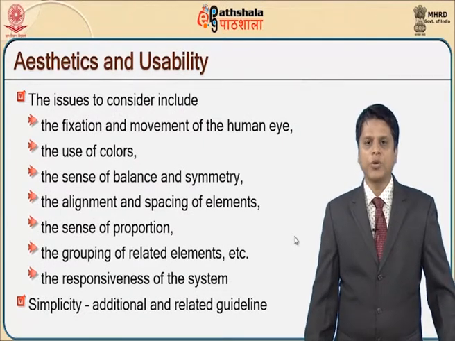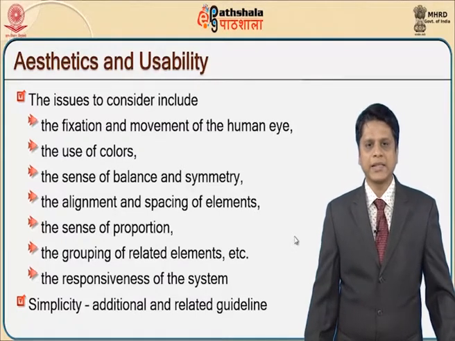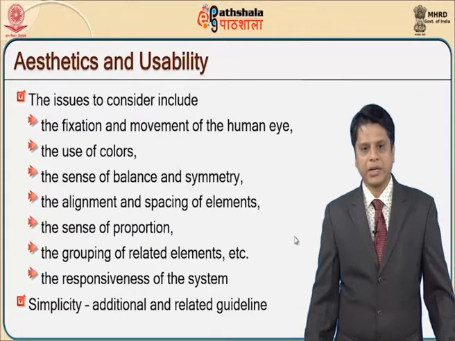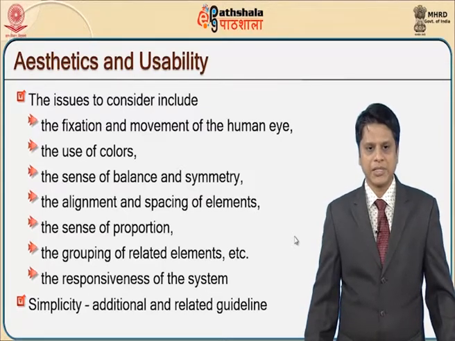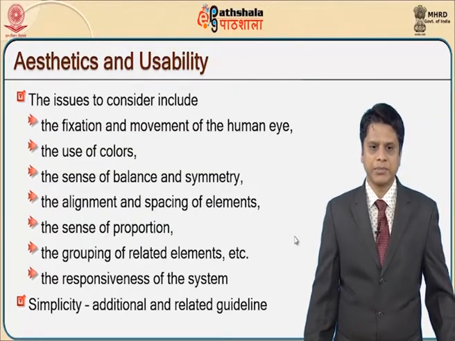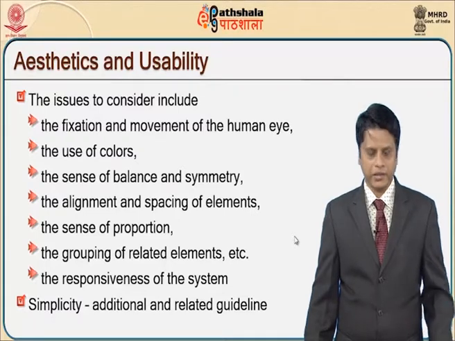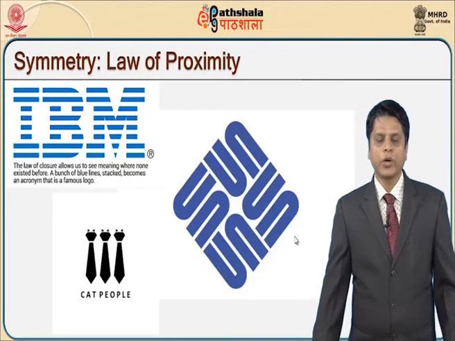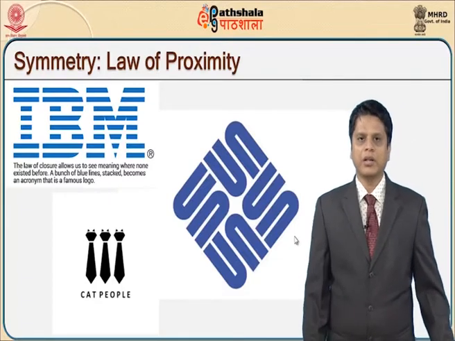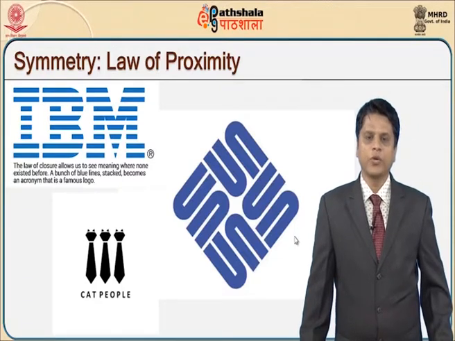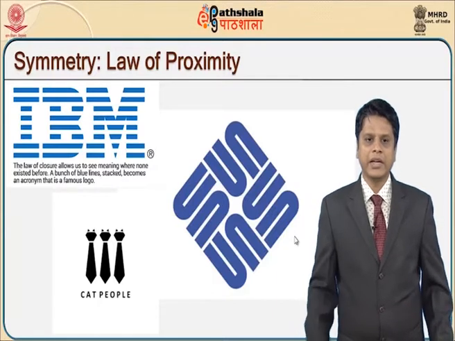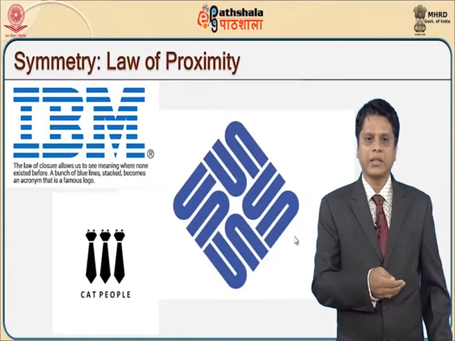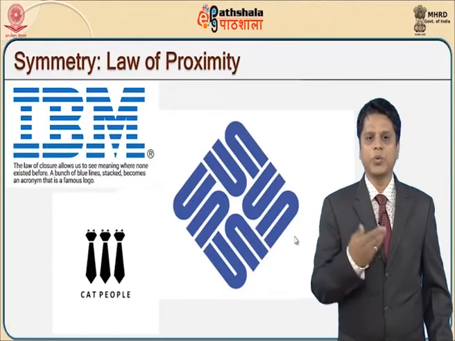The issues that we are about to consider when we are about to do the aesthetics include the fixation and movement of the human eye, the use of colors that we provide on the forms, the sense of balance and symmetry, the alignment and spacing of elements, sense of proportion, grouping of related elements, the responsiveness of the system, simplicity, and additional related guidelines. So if you look at these three common logos that you have seen, the first logo has horizontal lines given with appropriate spaces that make it a very good logo.